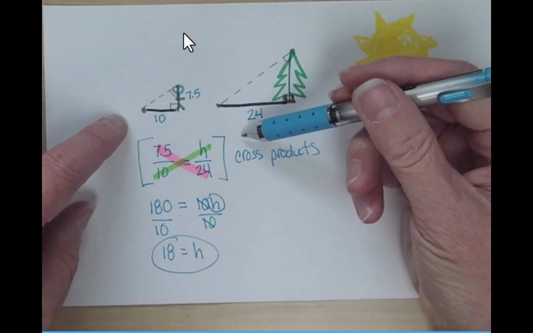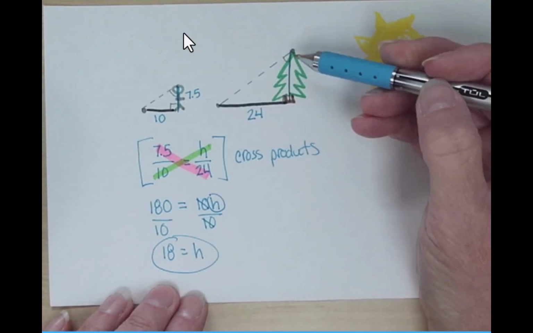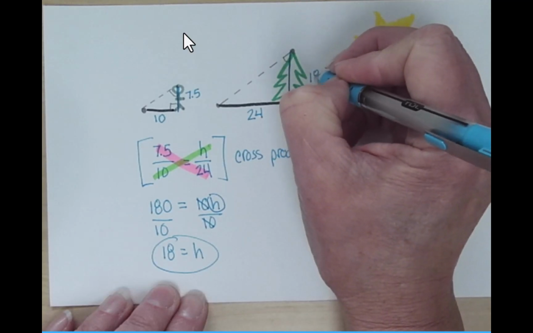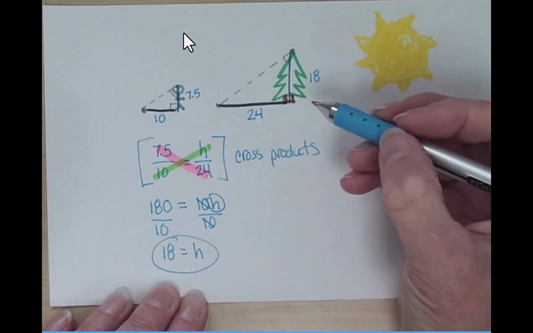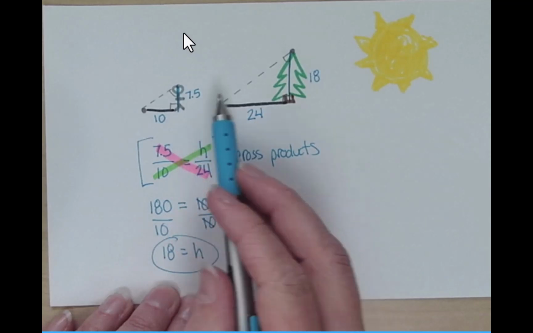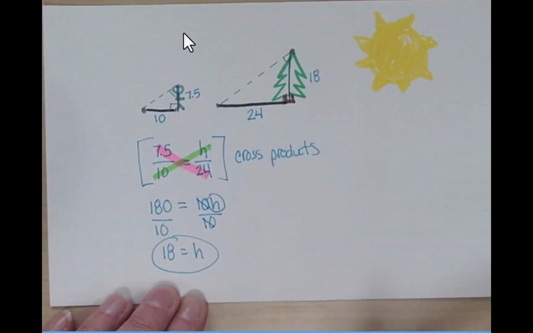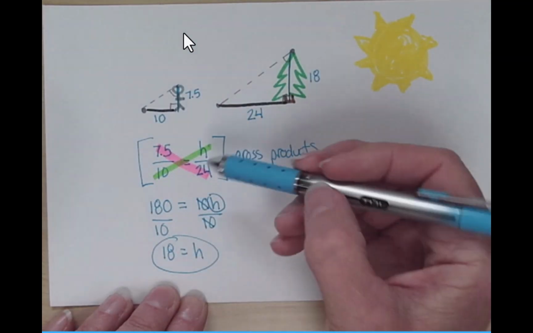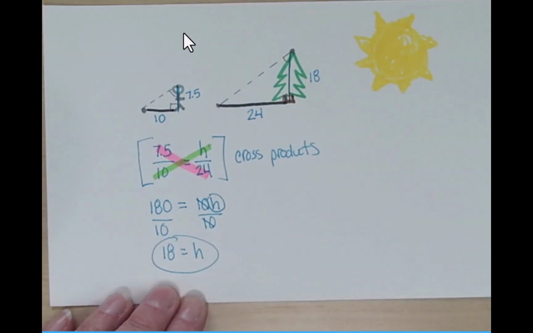So I set up a proportion, and now I know the height of this tree. And I could check that if I wanted to. I could see if the scale factor connecting these two similar triangles was the same. But I wanted to give you a quick review of cross products. Let's go on back to the notes.